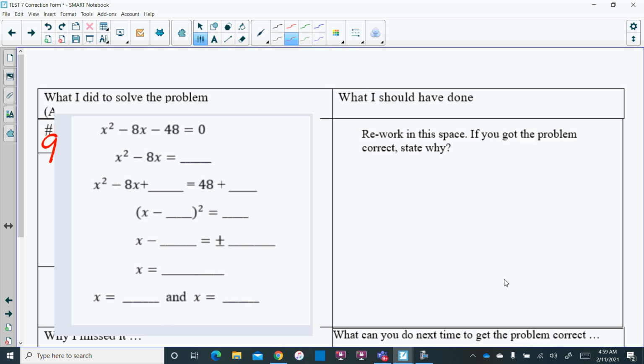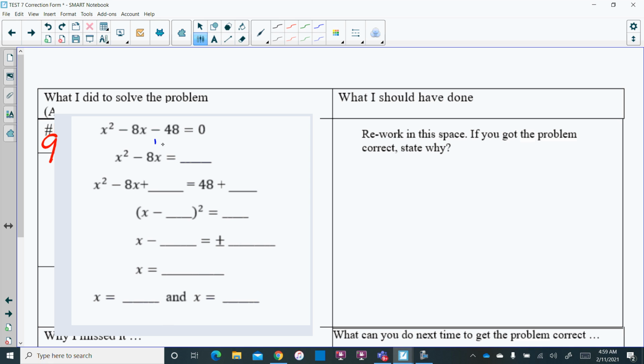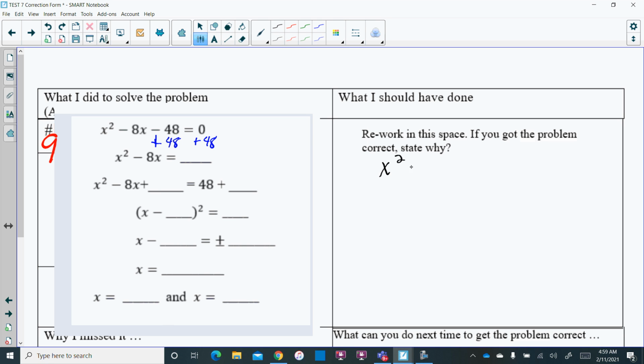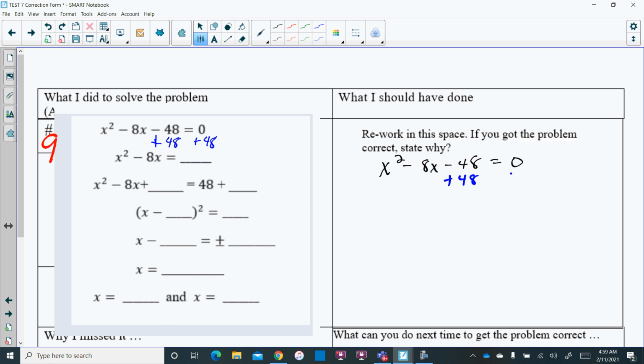So our first step is to rearrange so the constant is on the right side of the equal sign. Sorry, guys. When you were working this, x squared minus 8x minus 48 equals 0, then we should add 48 on both sides.